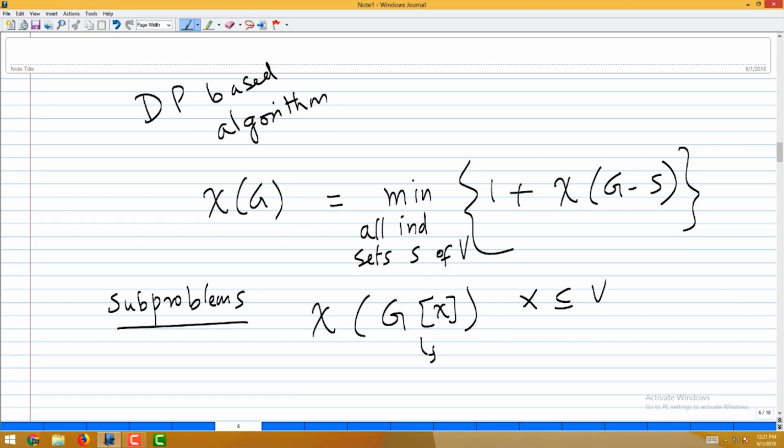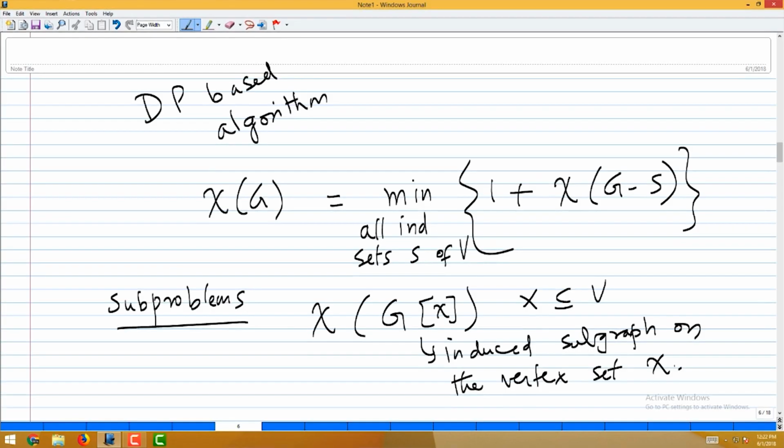So, this is an induced subgraph on the vertex set X. You pick some subset of vertices and you want to find the optimum way of coloring it. How do I do it? I will do it in a bottom up fashion anyway, because that is the problem we are looking at, and we will gradually build towards it.